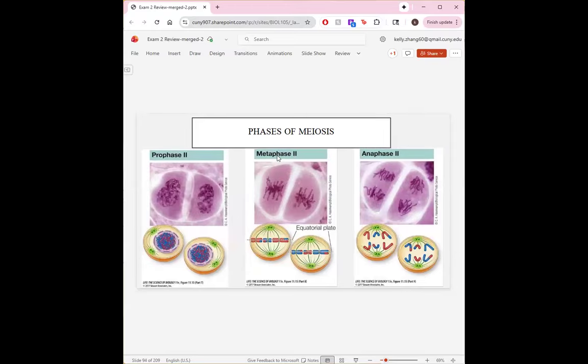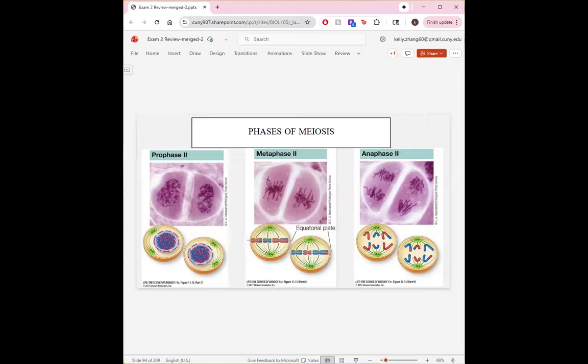Now this is meiosis 2, which also consists of prophase, metaphase, anaphase, and telophase. In prophase 2, chromosomes condense again, but DNA does not replicate. DNA only replicates before meiosis 1, not in meiosis 2. Then in metaphase 2, paired chromatids align across the center of each cell. This happens two times because there are two cells. And then in anaphase 2, sister chromatids separate and move to opposite ends of each cell.